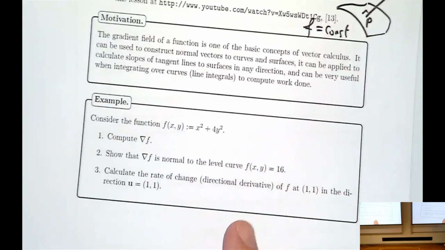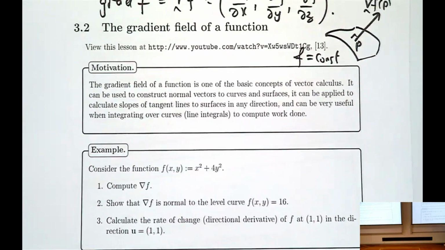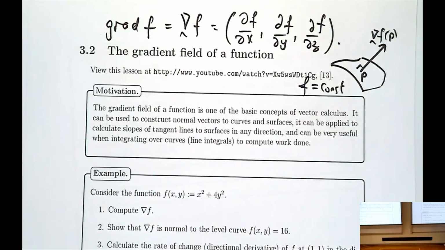All right, so let's make this a little bit more definite by doing a particular problem. Here's a function: x squared plus 4y squared is a function of 2 variables. And we're asked to compute the gradient of that. It's not difficult. Let's do it.